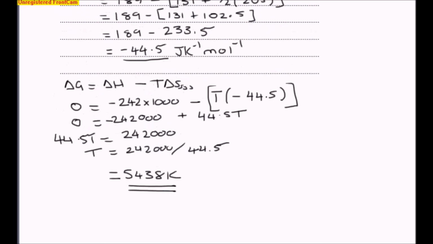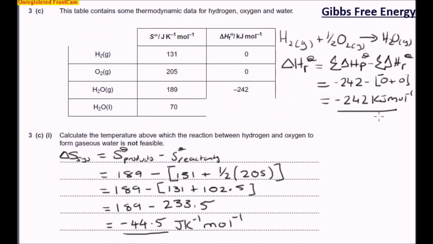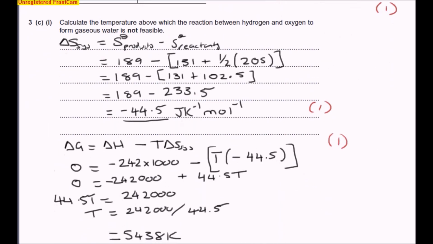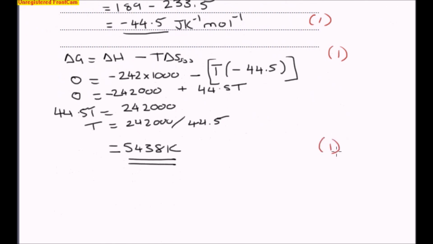Okay, so where are the marks in this question? Remember, it's a 4-mark question. The first mark is to work out the enthalpy change of the reaction. The second mark is to work out the entropy change, delta S, of the system. The third mark is for stating delta G equals delta H minus T delta S system. And finally, the fourth mark is for working out the final temperature.